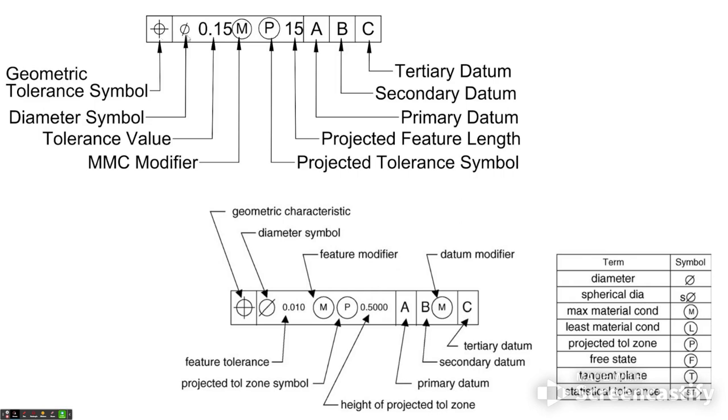Of course, we've already talked about this being our diameter symbol. You've got a tolerance value. In this case, it's calling the maximum material condition modifier. You've got a projected tolerance symbol, a projected feature length, and then, of course, it's going to reference whatever datum it needs to be applied to. In this case, it's showing that it needs to be applied to all three datums, although it may only be one datum or two, depending on what the actual hole is. So usually it's probably going to be two.